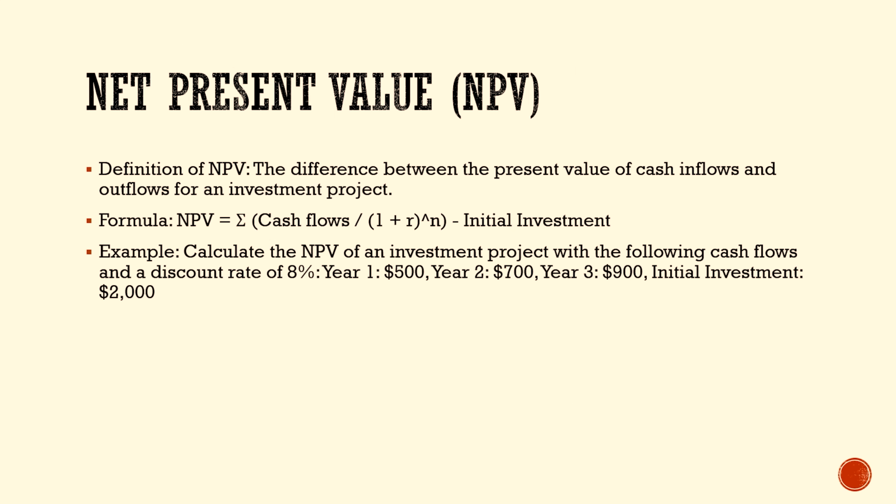The final concept for our lecture today is the net present value. The net present value is a powerful tool for evaluating investment opportunities. It measures the difference between the present value of future inflows and outflows for a project. A positive NPV, or net present value, indicates a potentially profitable investment, while a negative NPV suggests the project might not generate sufficient returns to cover the initial cost of the investment.